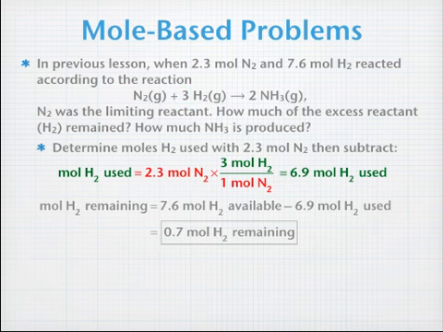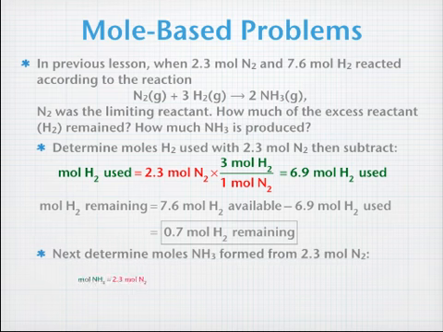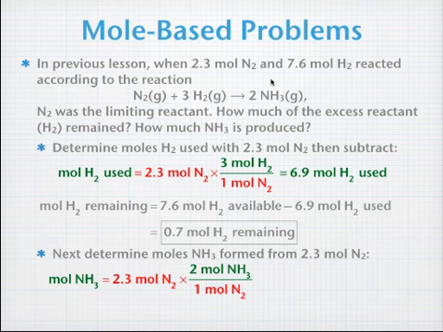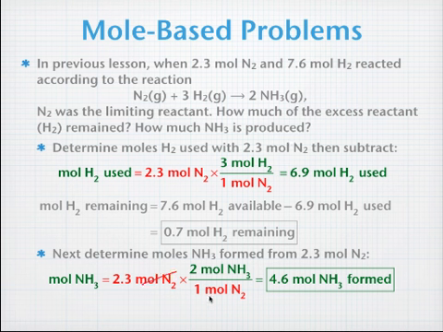All right, so next part of the question, how much ammonia is going to be produced? So we're going to start again with our 2.3 moles of nitrogen, but now the ratio is going to be the 2 moles of ammonia, because that's what we're looking for, divided by the 1 mole of nitrogen, and the moles of nitrogen cancel off, and they leave us with 4.6 moles of ammonia formed. All right, so this is a very easy mole-to-mole problem. Let's make it a little more difficult.